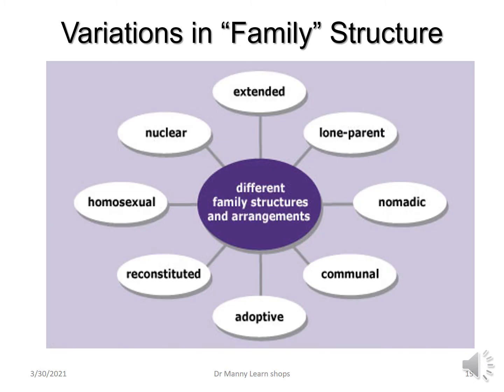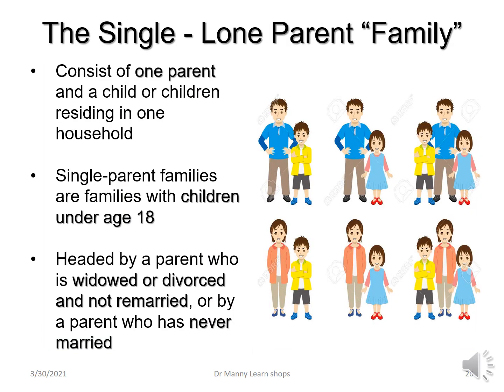What are some of the variations in the family structure? I already said. You've got nuclear, extended, lone parent, nomadic, communal, adoptive, reconstituted, homosexual. And these are different types of family structures and arrangements which extend globally. The single lone parent family consists of one parent and a child or children residing in one household. Single parent families are families with children under the age of 18, and they're headed by a parent who's either widowed or divorced and not remarried, or by a parent who has never been married.